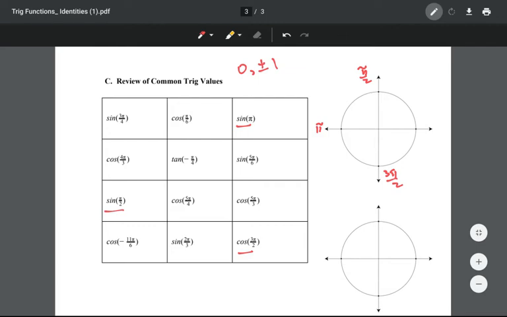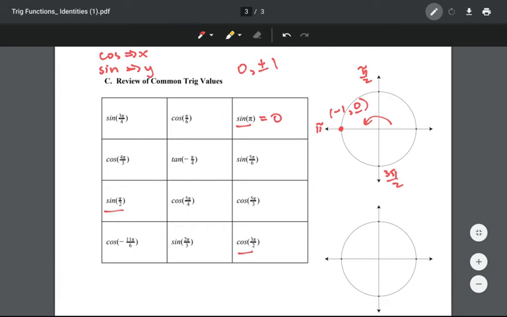Let's go ahead and start with the sine of pi. So to get to pi, I travel over here. I land on this point on the unit circle. That point is at -1 for x. So -1, comma 0. We know that the cosine refers to the x and the sine refers to the y. I'm looking for the sine value. The sine value is the y coordinate, so that's going to be 0.